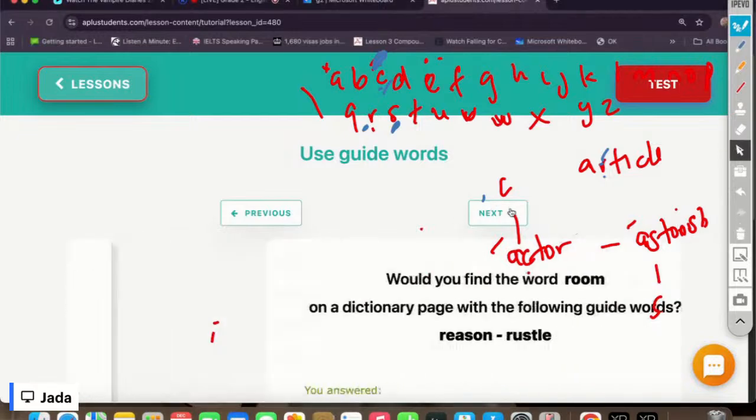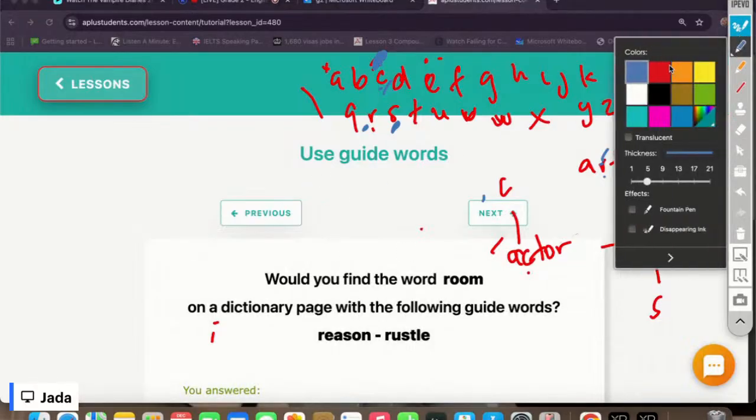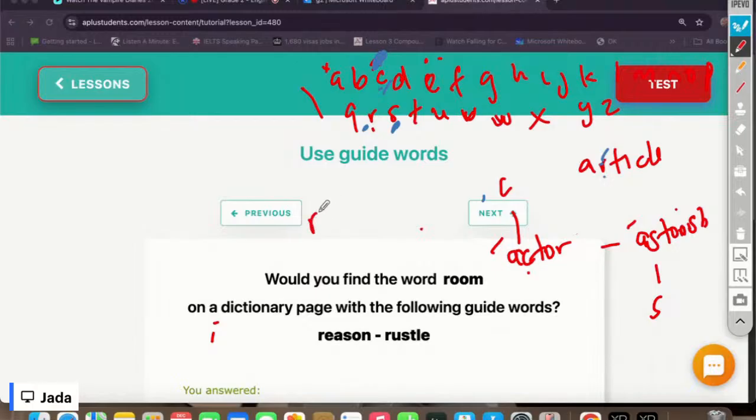Okay. So would you find the word room on a dictionary page with the following guide words? We have reason, and then we have rustle. So look at this and tell me on the chat, can you find room in between reason and rustle? So send your answers on the chat. Is it yes or no?